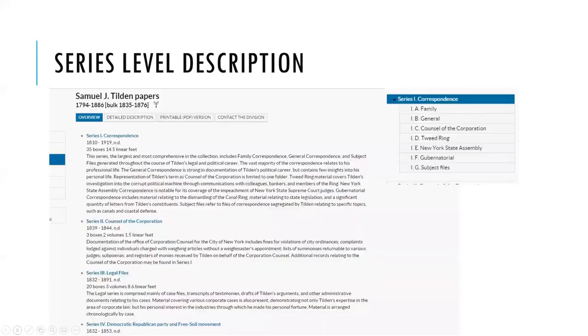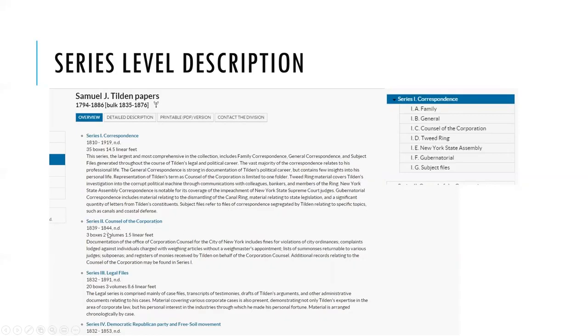So here's an example again from the Tilden papers of what series level description would look like. So you would have the information before, and then you would just have a little bit more of an idea of how the information was broken down, and a little bit more specifics about what type of information is contained within the collection. So you would know, okay, there's correspondence within the collection, and just get a general idea of what is included in the correspondence.